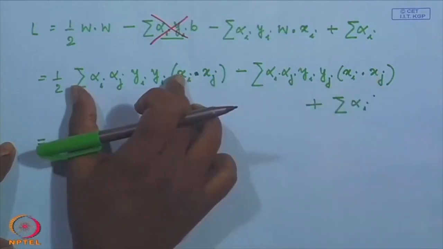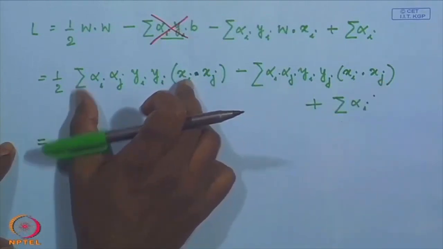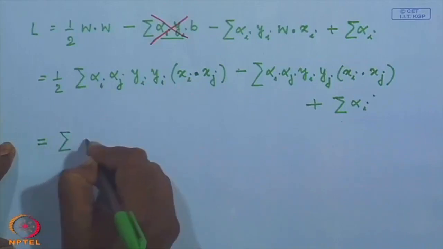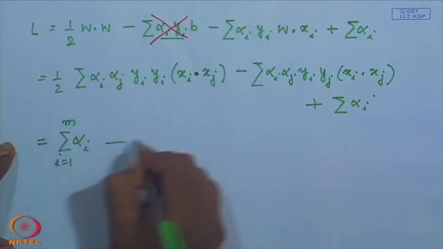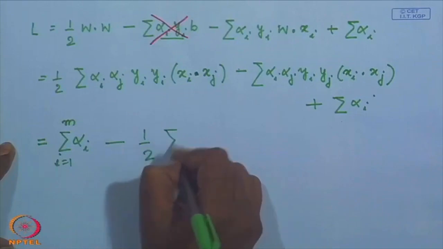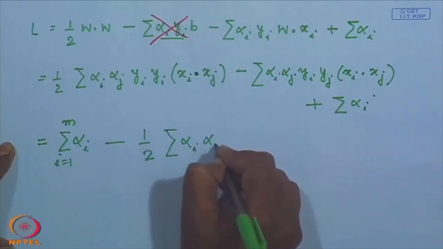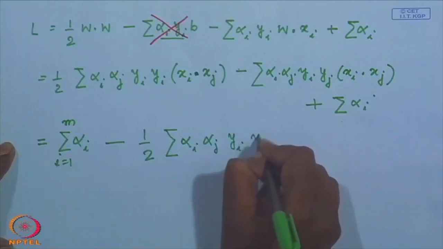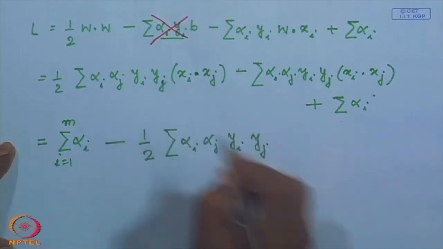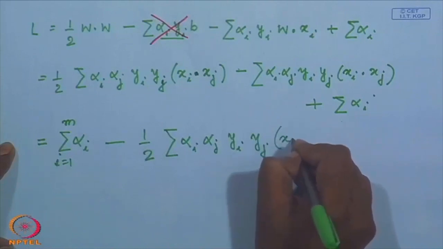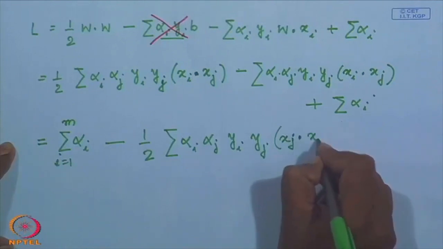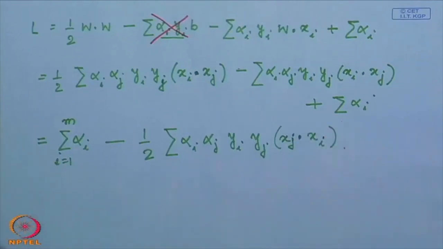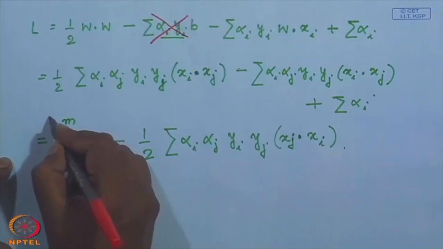and you find that this minus this term and this term are the same. So, this will be simply the sum of alpha_i for i varying from 1 to m minus half of the sum of alpha_i alpha_j y_i y_j, sorry, this will be j, into x_i, x_j dot x_i, which is the same as x_i dot x_j. So, it does not matter. So, I have the Lagrangian expression which is this.